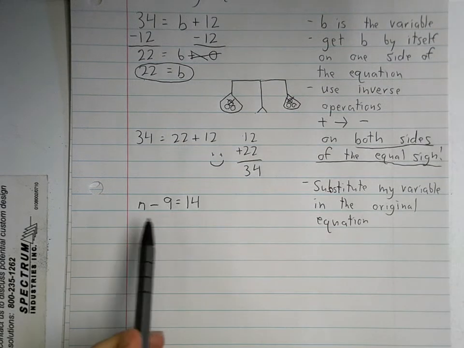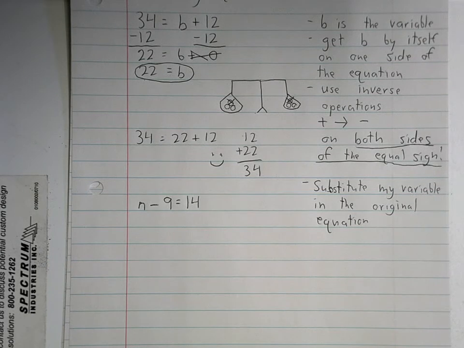So if I have n minus 9 equals 14, what do I have to do to make n by itself? Can I just move the minus 9 over here and say, oh, n equals 14 minus 9? I have to use what? Josh. You have to use the inverse operation. Yes, so what's the inverse operation of minus 9? Addition. So what am I going to add to this side? Yeah, I'm going to add 9.